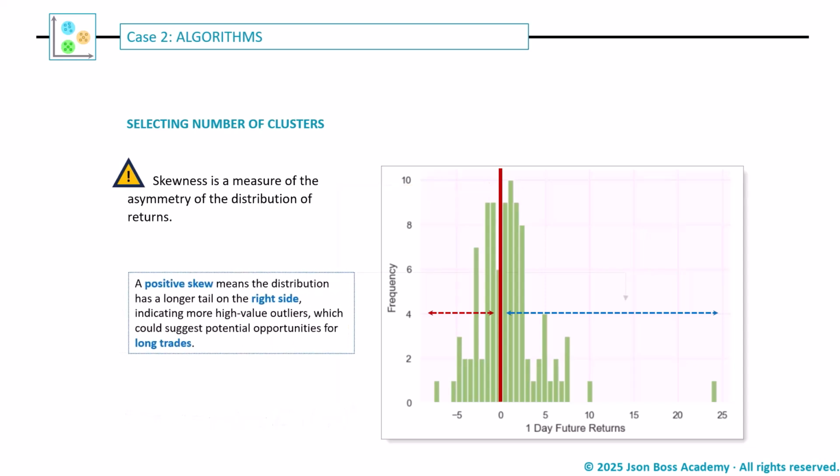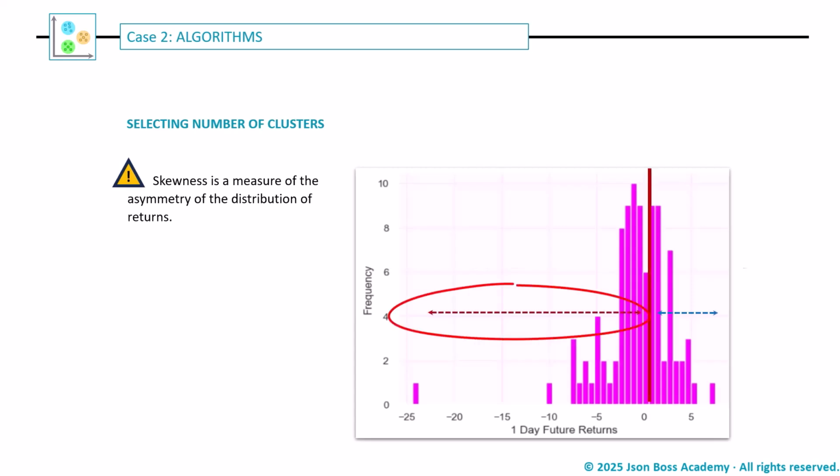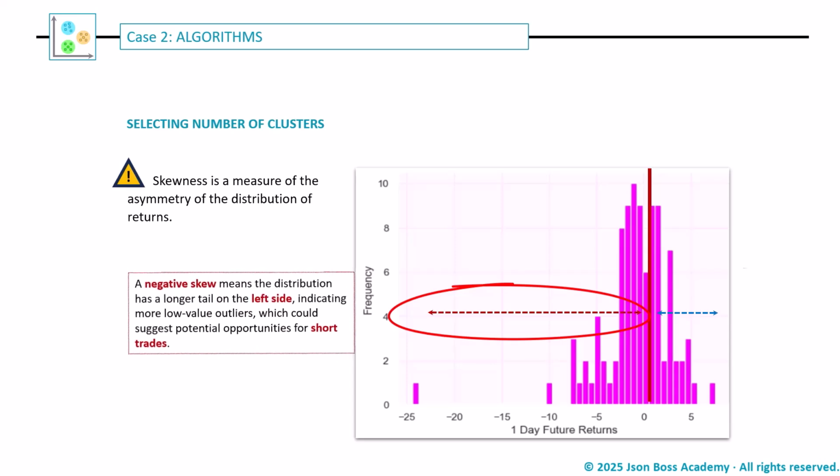A positive skew means the distribution has a longer tail on the right side, indicating more high-value outliers, which could suggest potential opportunities for long trades. A negative skew means the distribution has a longer tail on the left side, indicating more low-value outliers, which could suggest potential opportunities for short trades.